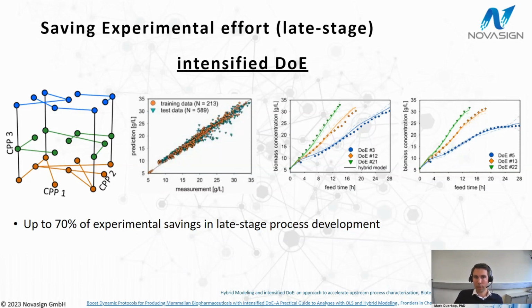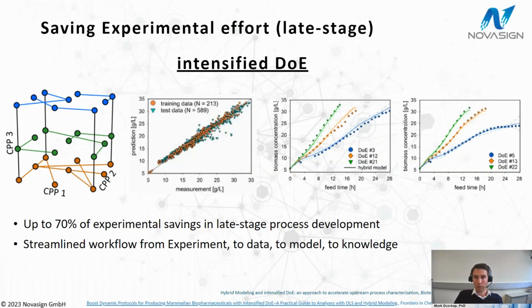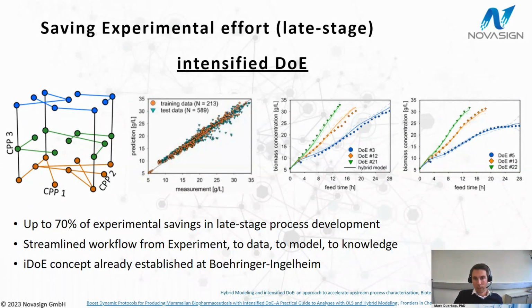I mean, no one says that a process must have constant parameters. You can also change temperature, feeding rates, whatsoever dynamically over the time course if this yields to higher productivity, lower glycosylation whatsoever. It's a very streamlined workflow. You come from experiment to data to model to knowledge, the same as before. And as already said, it's already currently in use also at the first pharmaceutical companies.